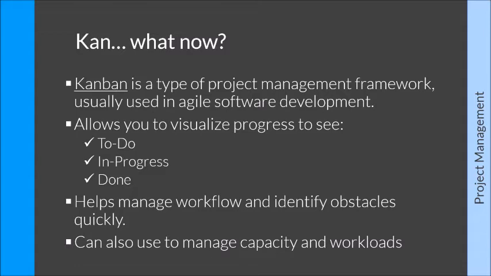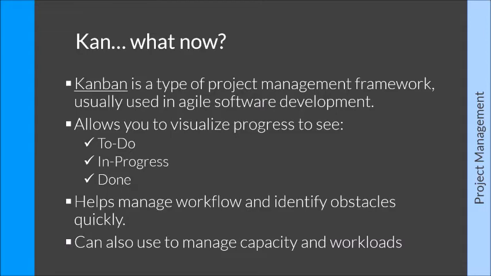It's a very iterative process where basically you have your tasks lined up, you work on them, you produce your product, you receive feedback, and you just iteratively go over and over until the product is perfect. So Kanban allows you to visualize progress to see what items are in their to-do status, what items are currently in progress, and what items are done.